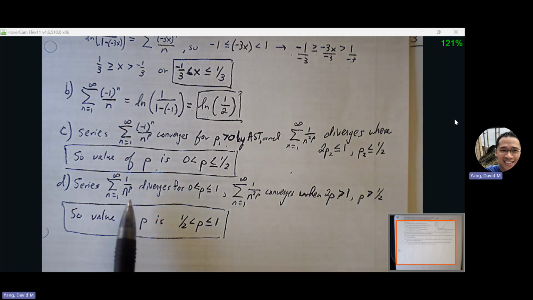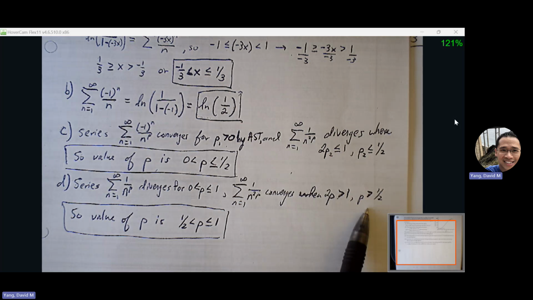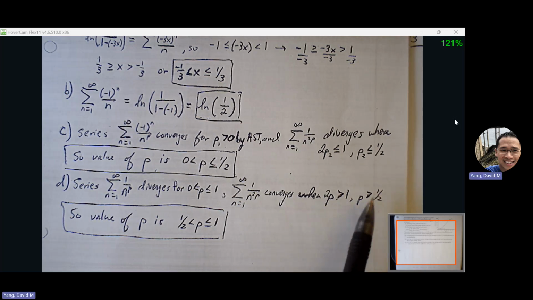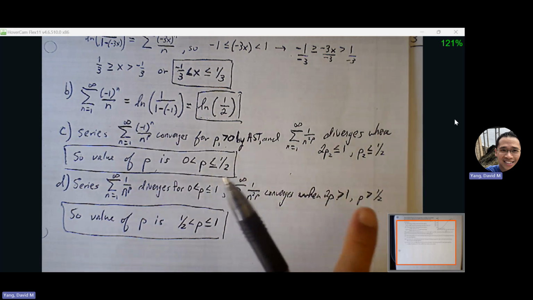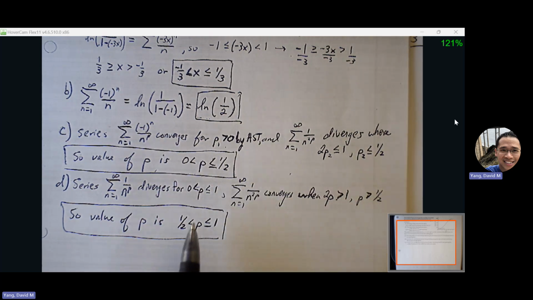For part D, we know 1 over n to the p will diverge for p between 0 and 1. But if it's 1 over n to the 2p, it will converge when p is greater than 1/2, right? Because less than or equal to 1/2 will diverge, greater than 1/2 will converge. So if we want something that will diverge for the first and converge for the second, we just have to pick any p-value between 1/2 and 1.